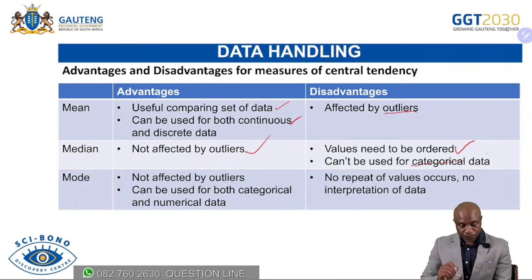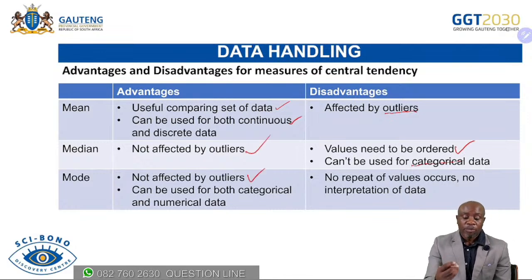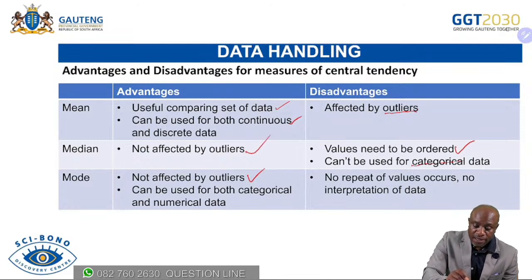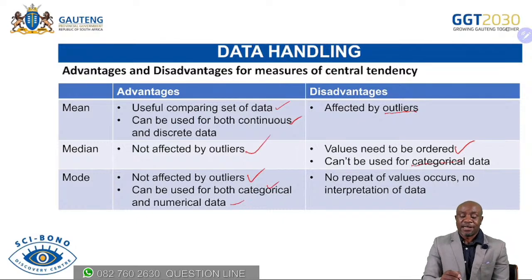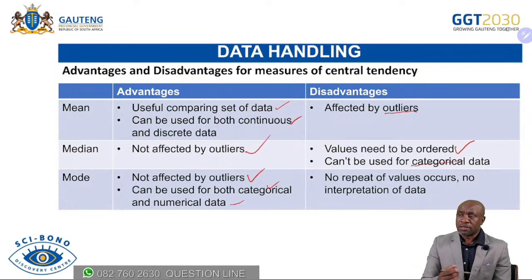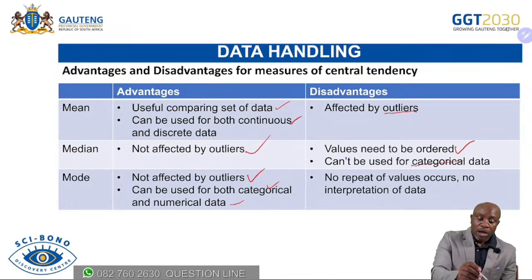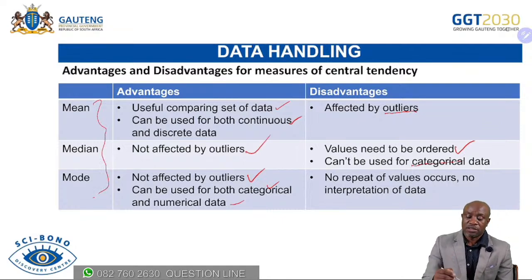Now, the mode. The mode is not affected by outliers because it is the most popular score or the one that appears the most. And it can be used for both categorical and numerical data. That's the advantage. You'll hear somebody say the most favorite drink in school is orange drink. Or in fact, on average, most learners in this school buy orange drink. That person is talking about the mode, but is using the word average. Remember, I said to you, all of these are called averages. They are measures of central tendency.